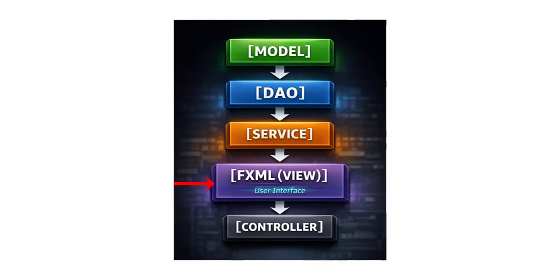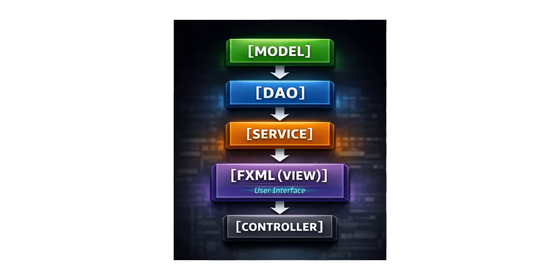The fxml file represents the application user interface, like input fields, buttons, and so on. Once you have created the model, data access object, service, and fxml file, we want to create a new layer, which is the controller. Using the controller, we can connect everything together.